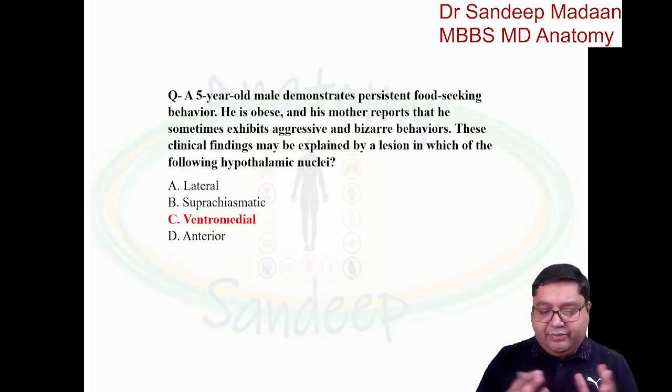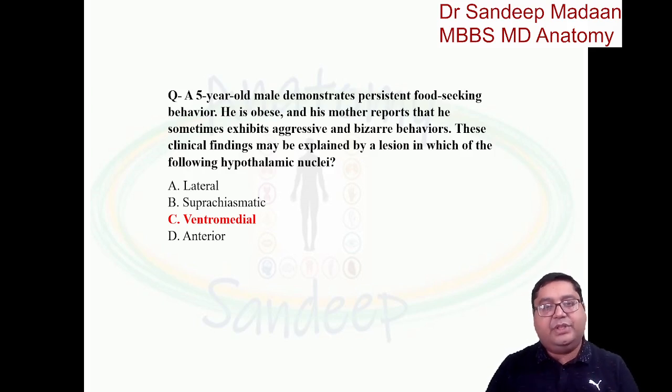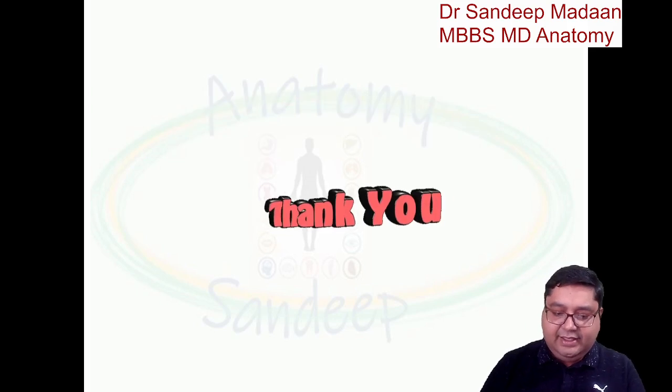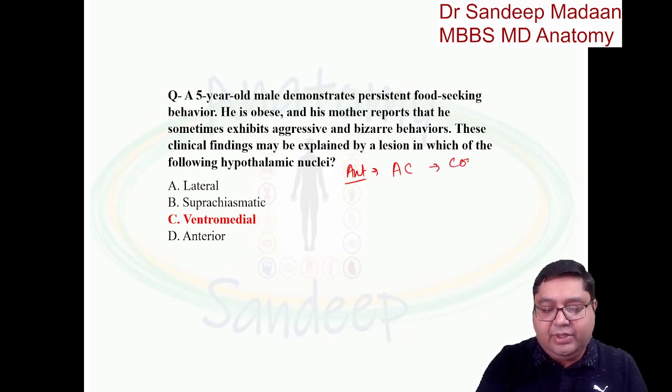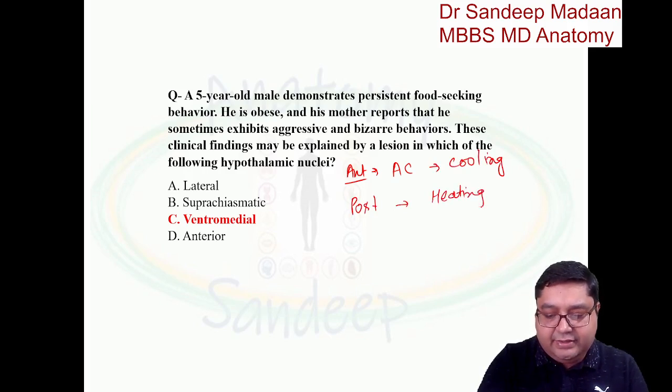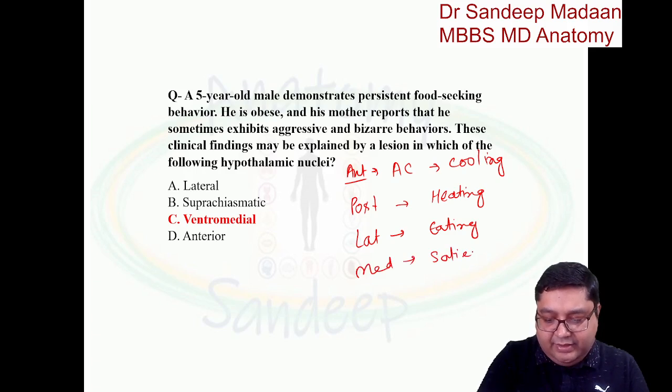But we have different nuclei in the hypothalamus. Let me give you certain tricks to remember these nuclei. We have one of the nuclei, that is the anterior nucleus. For the anterior nucleus, we will use this mnemonic AC. We know AC does the cooling, so anterior will do the cooling. If anterior does the cooling, what is the role of the posterior nucleus? Posterior will do the heating. And the lateral nucleus is for eating, and the ventromedial will be for satiety.